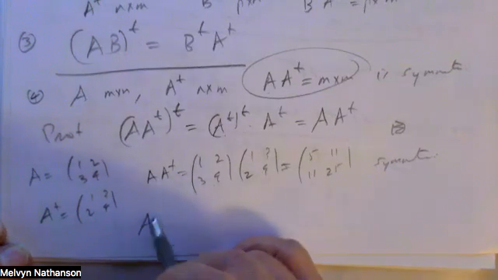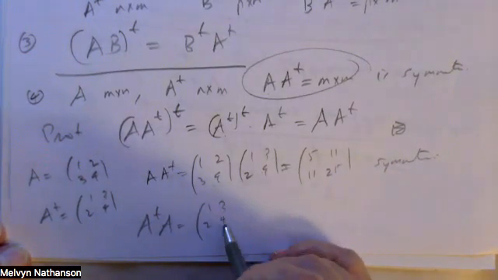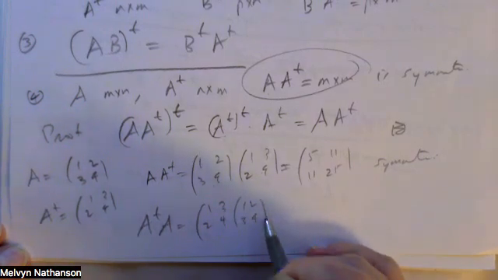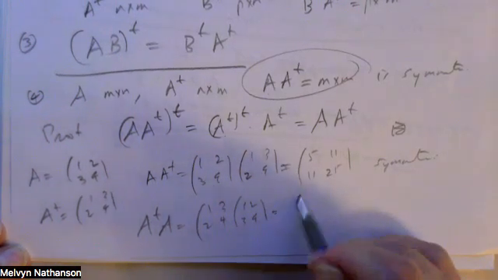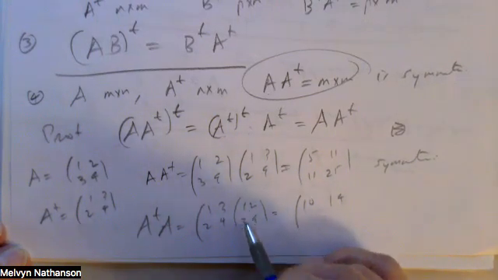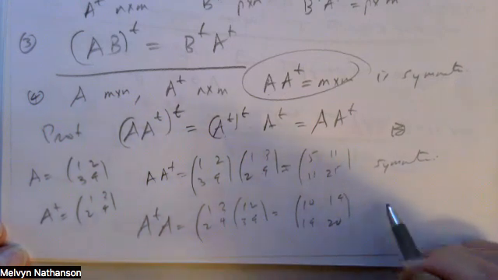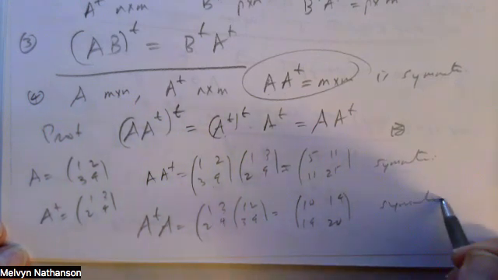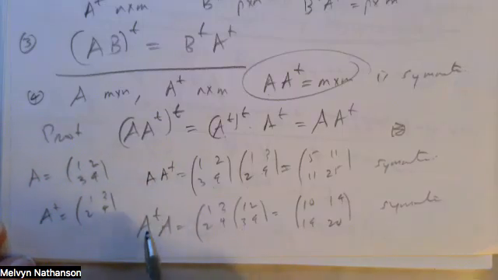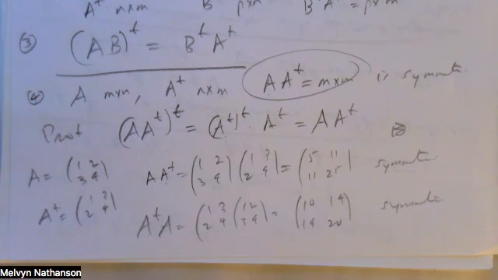If I take A transpose A, that's 1, 2, 3, 4 times 1, 2, 3, 4. That's 1 plus 9 is 10, 2 plus 12 is 14, 14, 4 plus 16 is 20. This is also symmetric. So A A transpose and A transpose A are not the same matrix, but they're both symmetric.